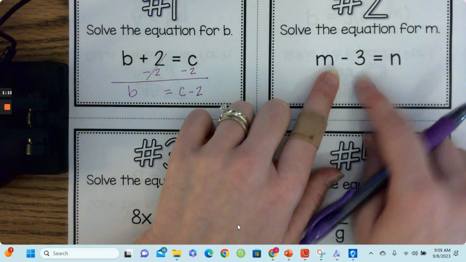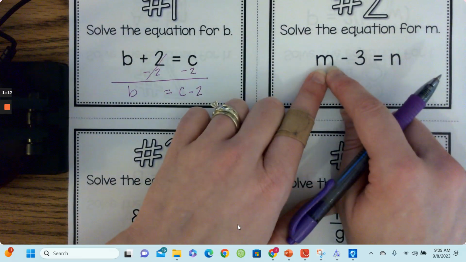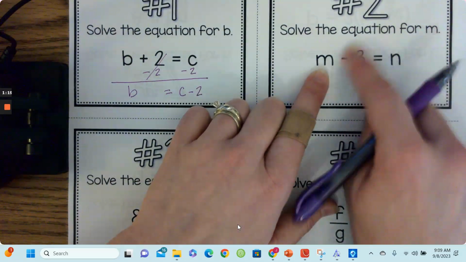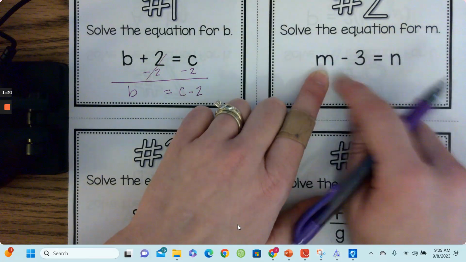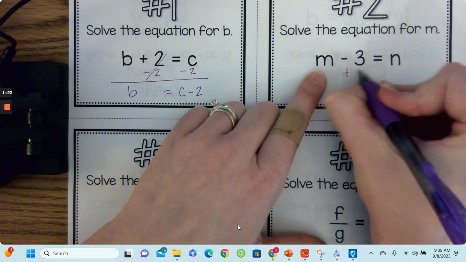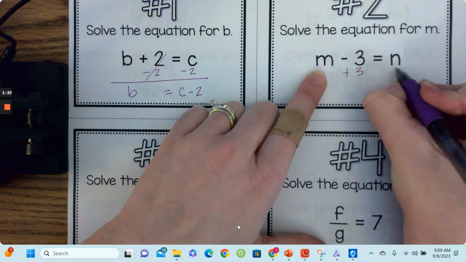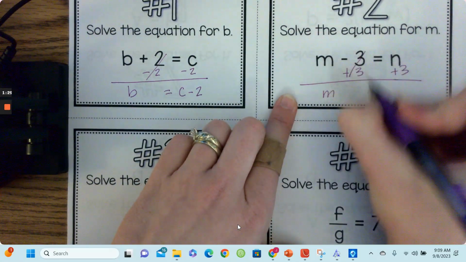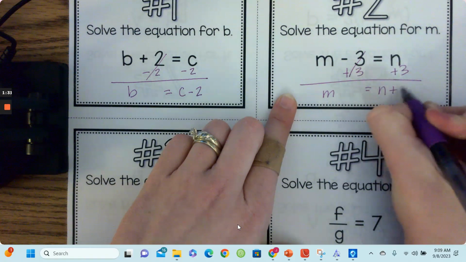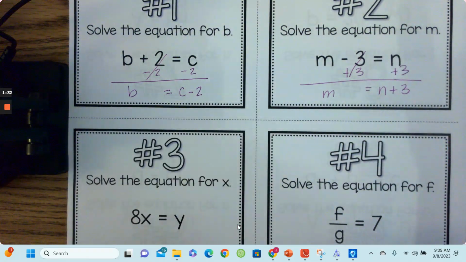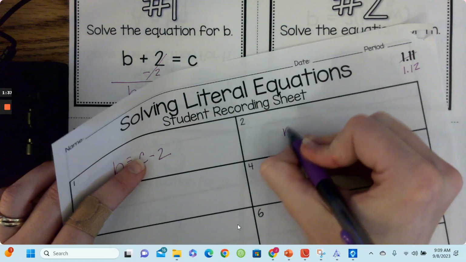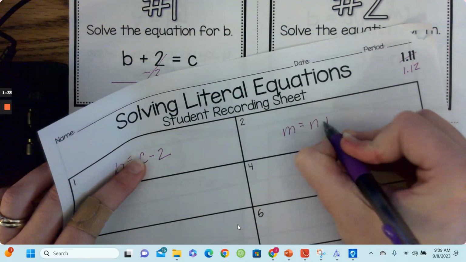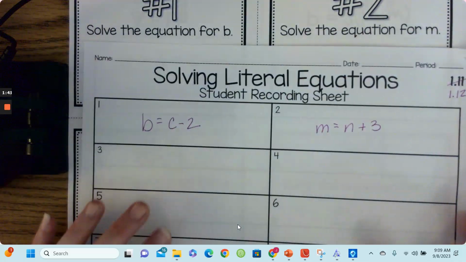All right, so number 2, solve for m. So I want the m by itself. That means I need to get this minus 3 away. So we do the opposite. We add 3 to both sides. This cancels, and then it's just n plus 3, because I can't combine those. They're two different things. So m equals n plus 3.